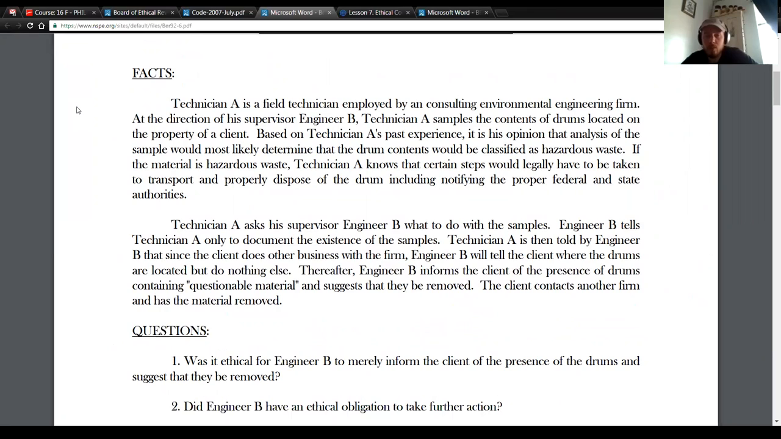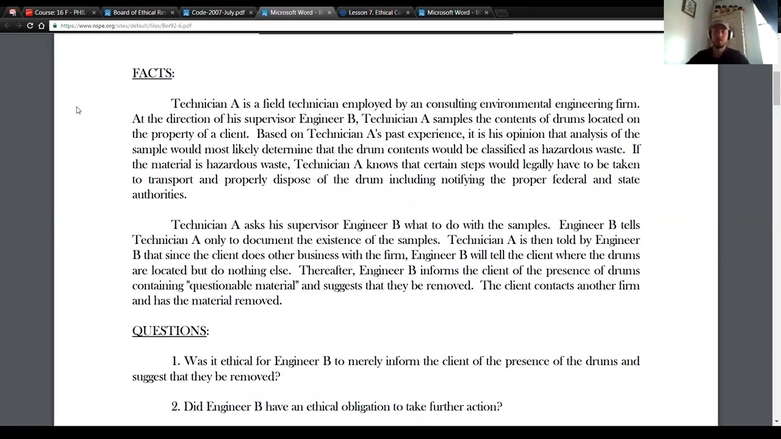Based on Technician A's past experience, he's of the opinion that the analysis of the sample would most likely determine that the drum contents would be classified as hazardous waste. If the material is hazardous waste, Technician A knows that certain steps would have to legally be taken to transport and properly dispose of the drum, including notifying proper federal and state authorities. Technician A asks his supervisor about what to do with the samples.